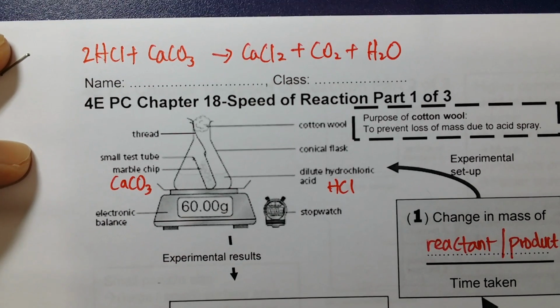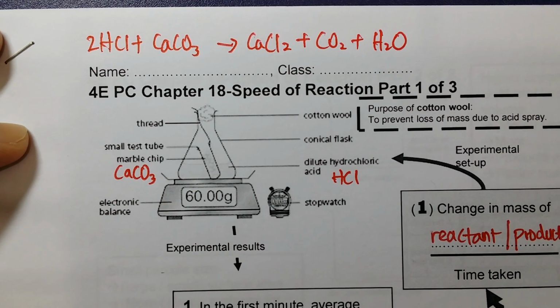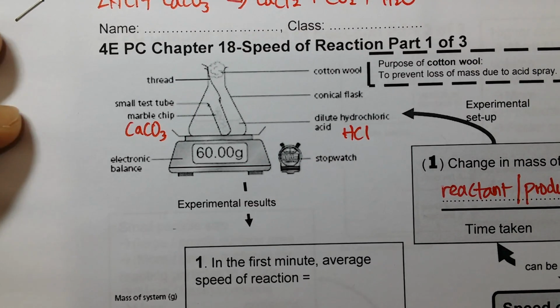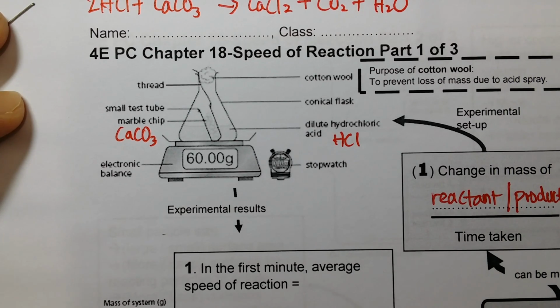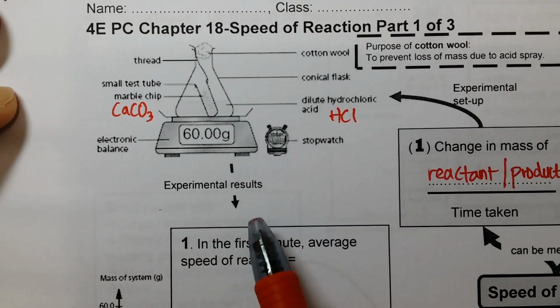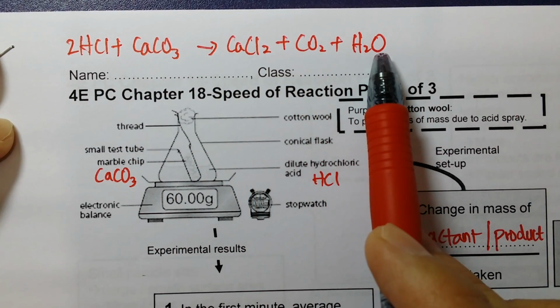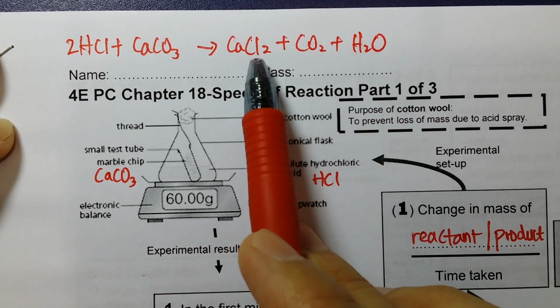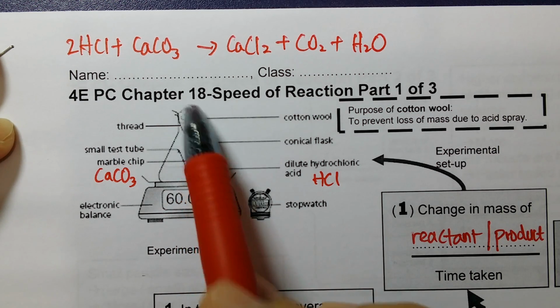So in this reaction, in order to measure how fast this reaction is, we can measure the mass of the reactants or the mass of the products. When the products are being produced, the calcium chloride and water would remain in the flask, whereas the carbon dioxide will escape through the cotton wool.